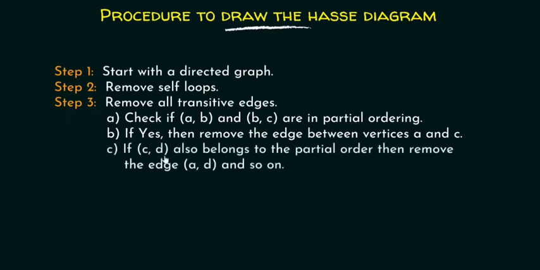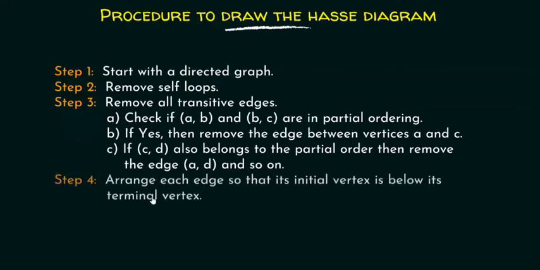If C, D, this ordered pair, belongs to the partial order, then remove the edge A, D, and you can continue in this way, right? We know that A is related to B, B is related to C, C is related to D. Then there must also be an edge between A and D. We must remove that edge as well. This is also important, right? In this way, we can continue and remove all the transitive edges.